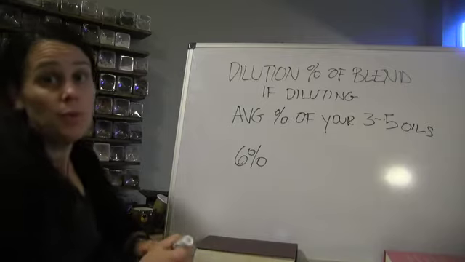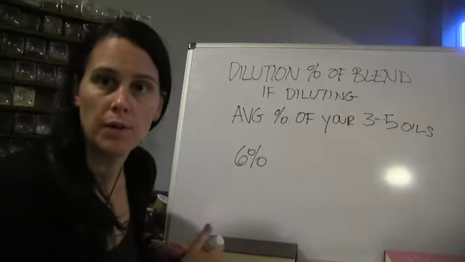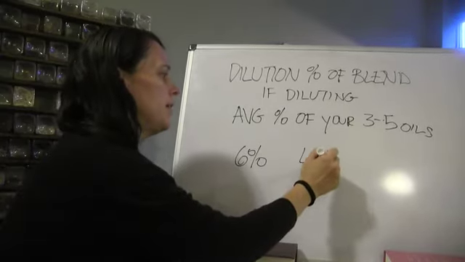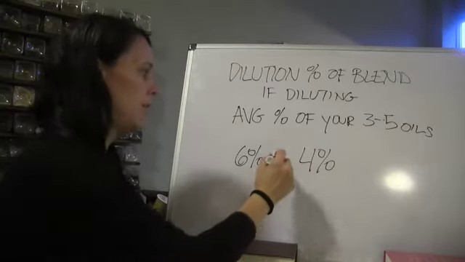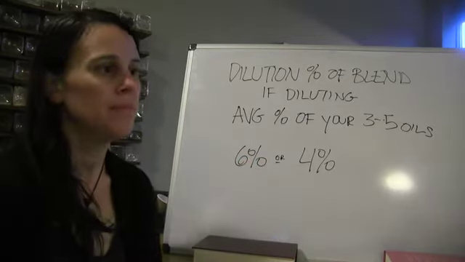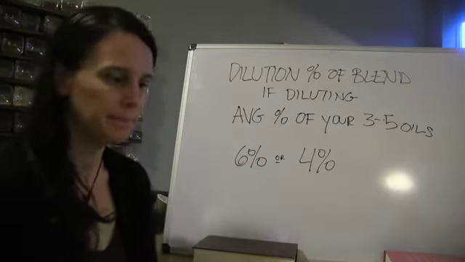And then other people who are really in favor of the less is more approach, their basic dilution rate is generally 4%. So 6 or 4%, depending on what you're comfortable with, are a good basic safe dilution rate.